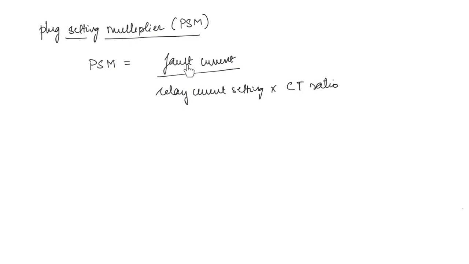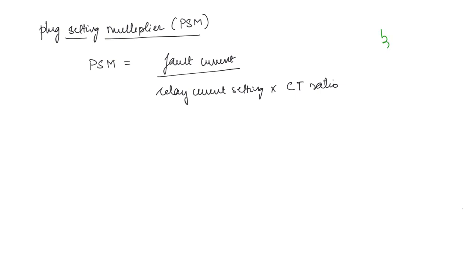The fault current here is the current that is flowing through the actual transmission line, so it is the primary coil of the CT, that fault current, divided by the relay current setting into CT ratio. Now the relay current setting is the value of current at which the relay will operate.